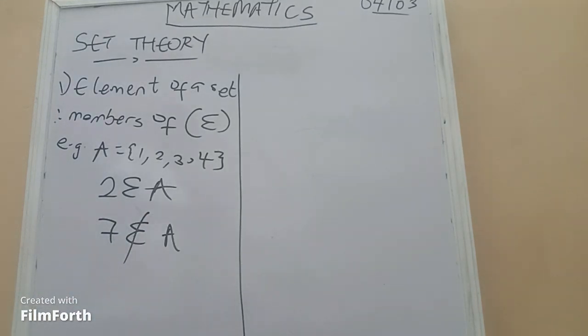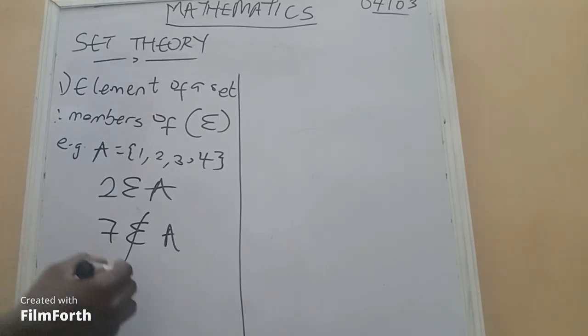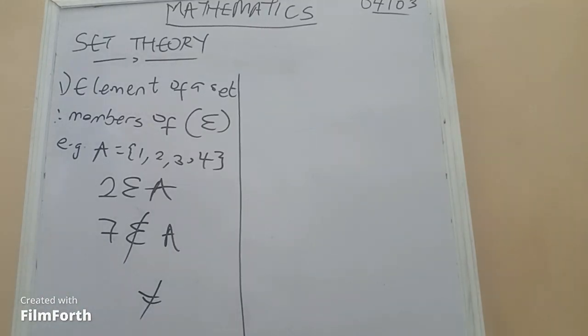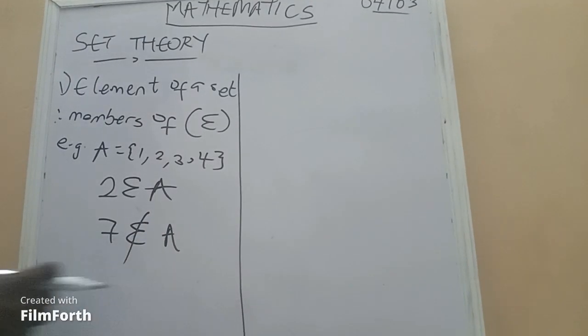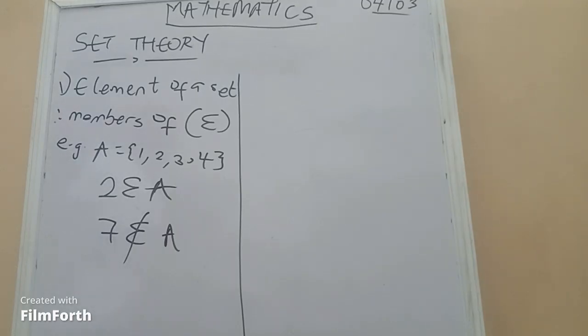The is-not-a-member sign is that particular symbol ∈, but slashed. It's just like when you say is not equal to. So that's the same thing as saying is not a member of set A.